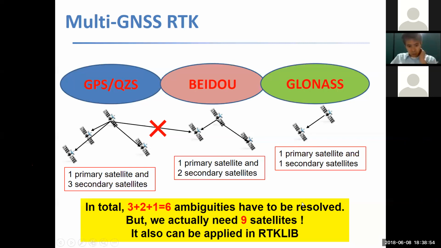So it is the same in RTKLIB, and probably the same in other RTK engines, because the frequency is different. Single L1 C/A is the same, 1575, and Galileo maybe we can use in a similar way, but Beidou B1 at 1561 is different. So that's why it is quite difficult to use GPS, QZSS including Beidou.